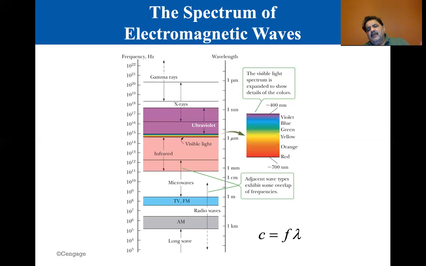And now remember, the speed of light, c, is equal to the frequency times the wavelength, lambda. So if you take the speed of light divided by the frequency, you'll get the wavelength of the wave that you're looking at.